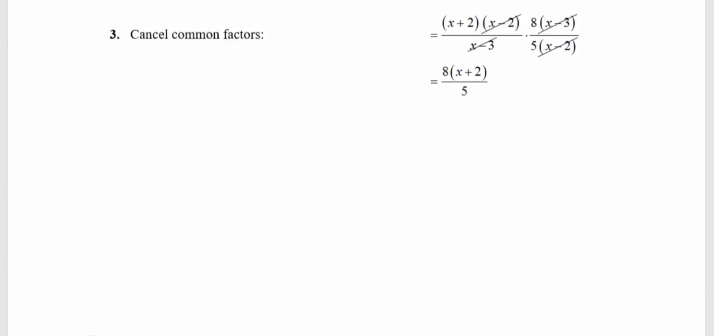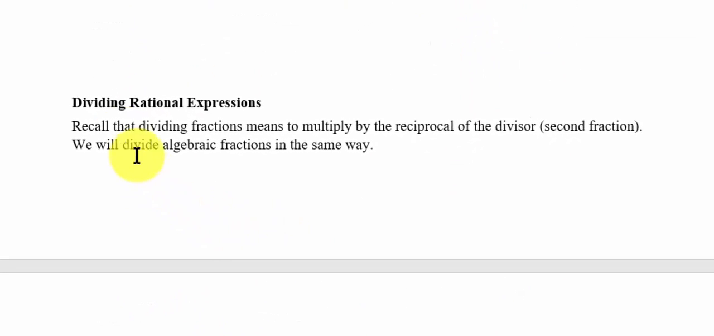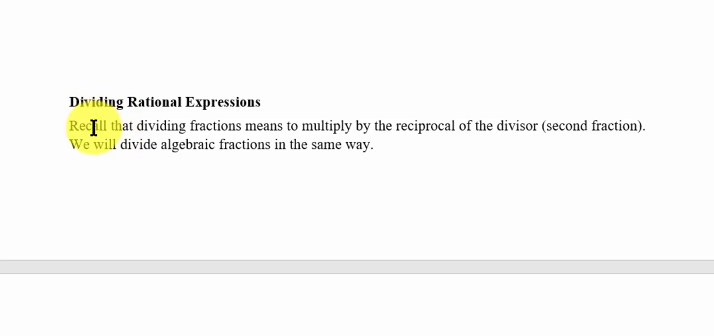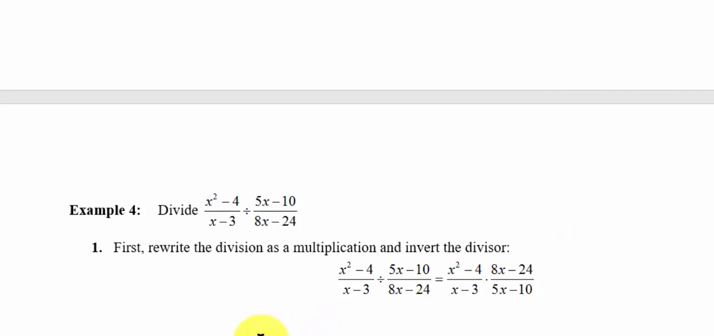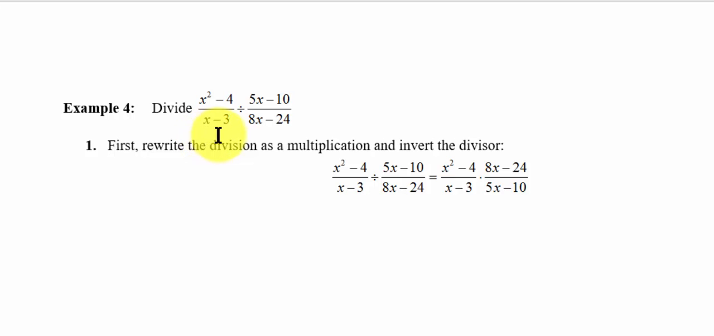So, they ask us to remember that when dividing fractions, it's really multiplication, except we take the reciprocal of the second fraction. So when you look at their example 4, we have x squared minus 4 over x minus 3 divided by 5x minus 10 over 8x minus 24. Essentially, we just multiply the second term. So to do division of fractions or rational expressions, we take the reciprocal of the second term.